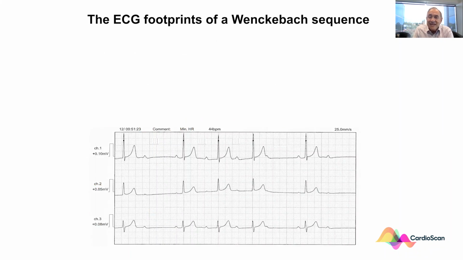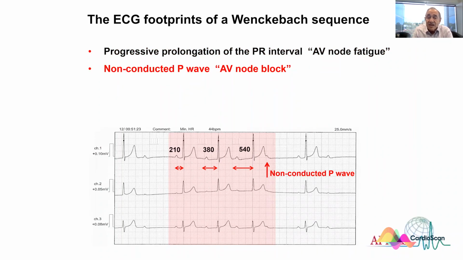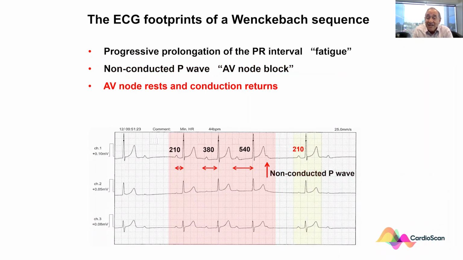To go over the ECG footprints of Wenckebach sequence, again, we can see the 3 QRS complexes, and there is a gradual progressive prolongation of a PR interval, which I call AV node fatigue. Then there is a non-conducted P wave, which is due to AV node block. And then the first beat is a short PR interval where the AV node rests and conduction returns.